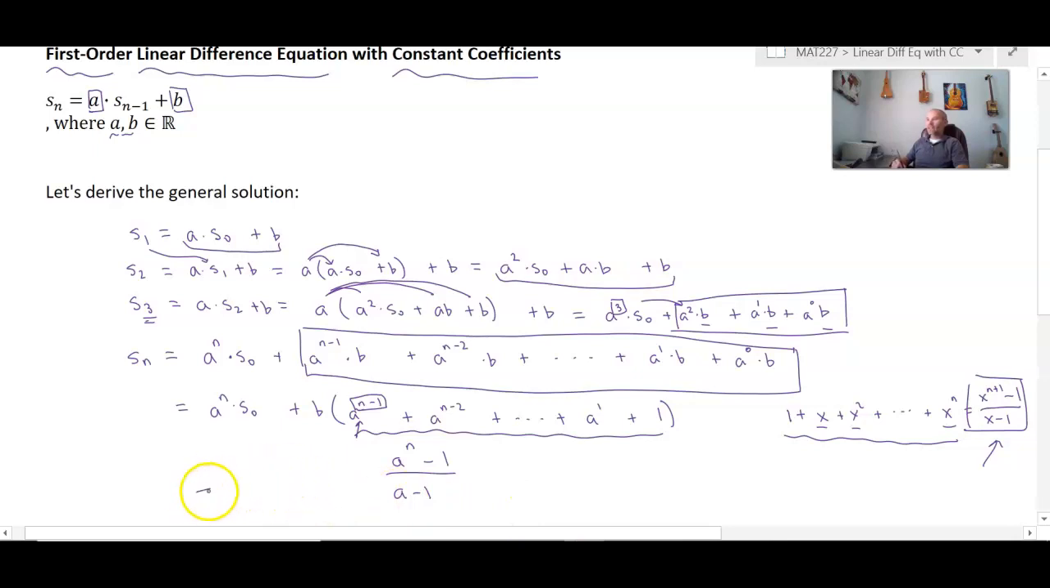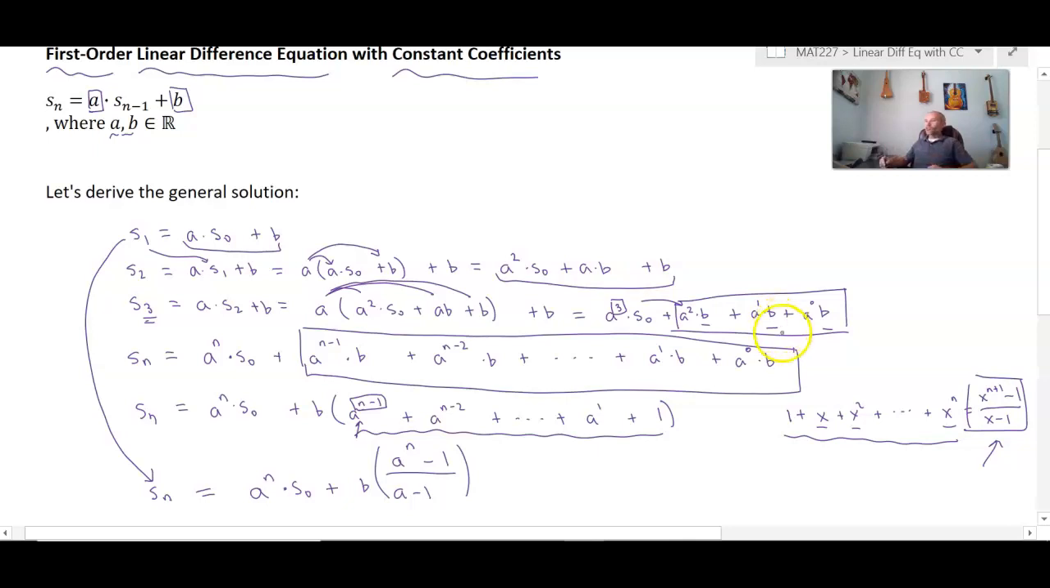And now I have a nice compact expression. This is a to the n times s0 plus b times this whole thing here. And that is my final expression for s sub n. Now, notice how now we have everything in terms of a and b. So whatever we're given up here, we don't need to go through this entire process anymore. We can just say, well, to find the nth term, all I have to do is plug in my a, my s naught, my b, and my n.